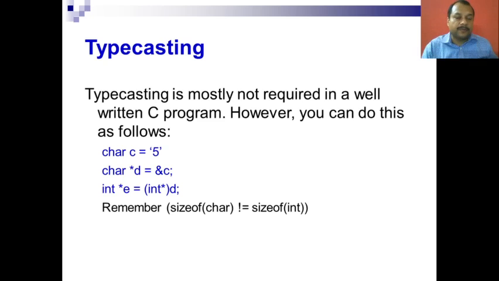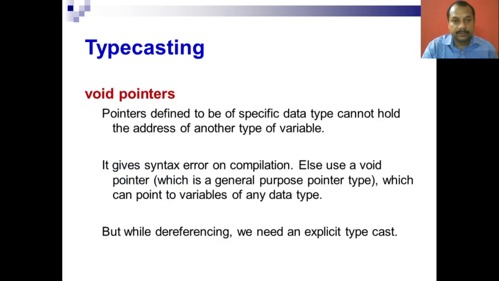So from that point of view, there will be no information loss. All are nothing but the addresses. But during the use, I will basically typecast it, so that going to that address, it can understand how many bytes I need to fetch and how to interpret that one. Okay. So here is the void pointer. Pointers defined to be of specific data type cannot hold the address of another type of variable. It gives a syntax error on compilation, else use a void pointer.